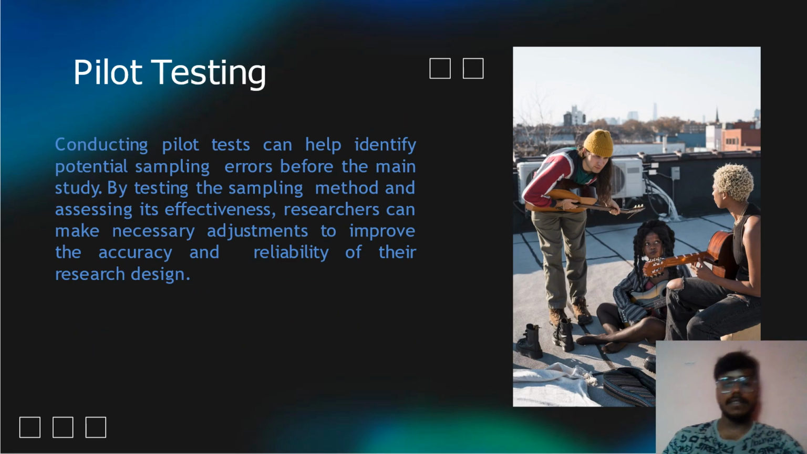Then pilot testing. Conducting a pilot test can help identify potential sampling errors before the main study. By testing the sampling method and assessing its effectiveness, researchers can make necessary adjustments to improve the accuracy and reliability of their research design. This can also be used in various testing, and it is used in pilot testing also.